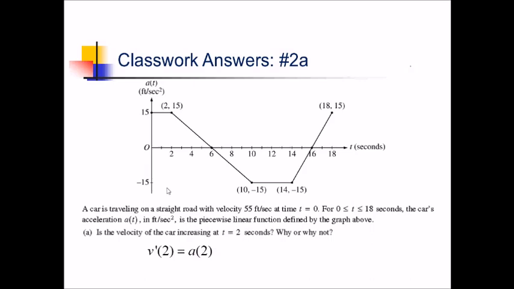So what's a of 2? Well, just looking right up on the graph here, that's 15. And that's not really all that special, except that it's a positive number. Since our derivative of velocity is positive, that means that our velocity is increasing at time 2.